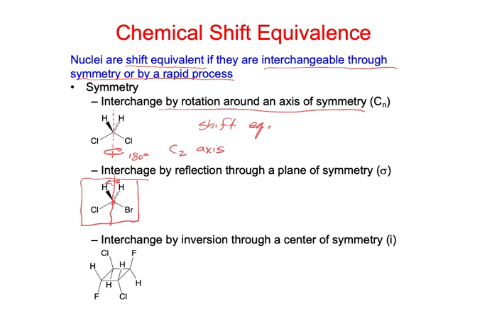Okay? And the last type of symmetry is a center of symmetry. So in this case, it's all going through a center here. So these two hydrogens, for example, reflect each other through this center. These two reflect through the center, and notice the chlorines are in the same position relative to that center as are the fluorines. Okay, so this is a little less common, though.